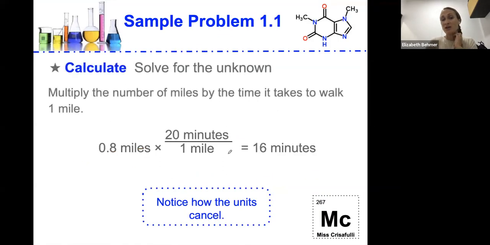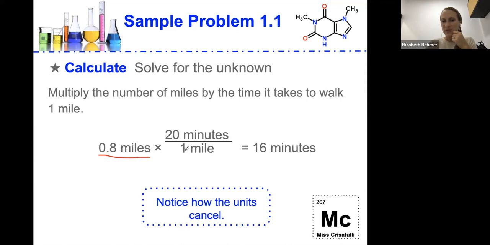Calculating and solving for the unknown, we can multiply the number of miles by the time it takes to walk 1 mile. So we know that it takes us 20 minutes to walk 1 mile. So we can multiply the number of miles we're walking, which is 0.8, which we got from the previous slide, and we multiply it by 20 because we know it takes 20 minutes to walk 1 mile.